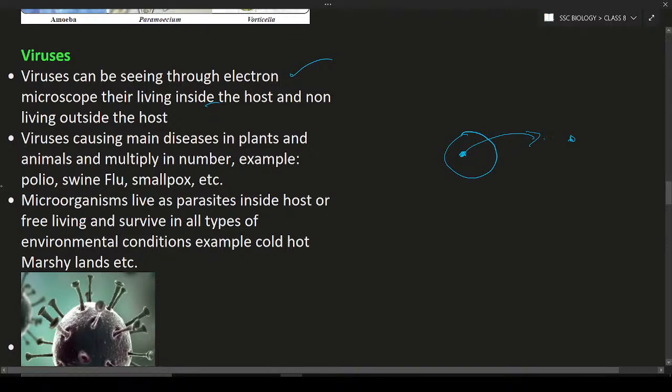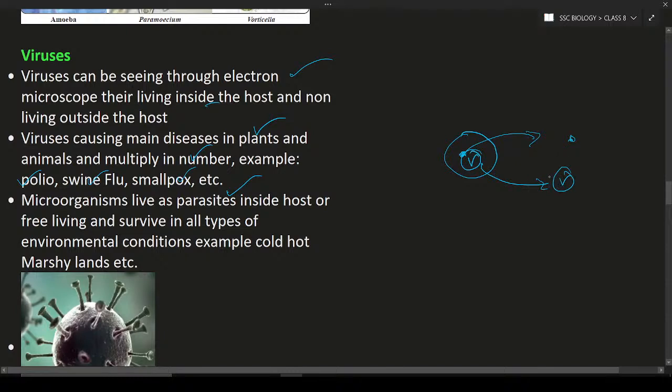These viruses are going to cause many diseases in plants and also animals, and they are going to multiply in number. Examples are polio, swine flu, and smallpox. These diseases are caused by different types of viruses. Microorganisms live as a parasite inside the host. It means when the virus is living inside the cell or inside the host, it is known as a parasite. When the same virus is living outside the host, that is known as free.